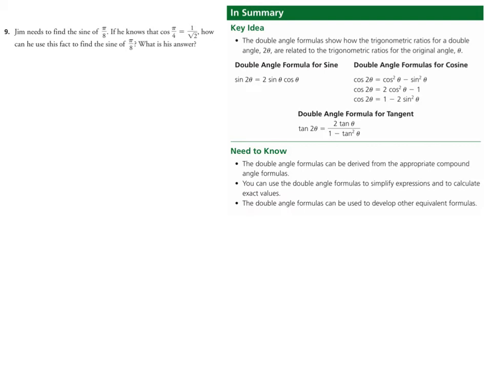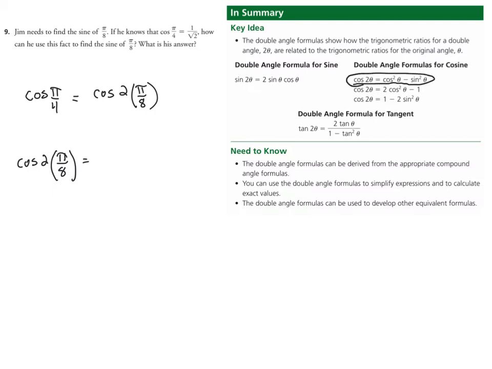Well, let's see. The cos of pi by 4 is the same as the cos of 2 times pi by 8, right? Because 2 pi by 8 is the same as 1 pi by 4. And the cos of 2 times any angle is going to be equal to, so we can do any one of these.